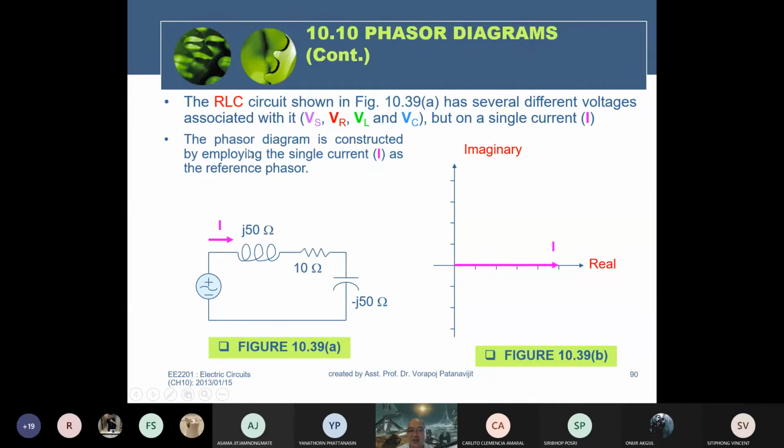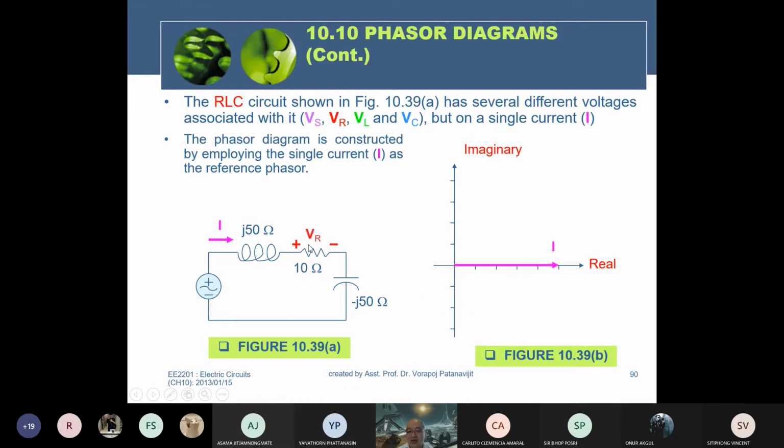The phasor diagram is constructed by employing a single current as the reference. You must set one of these values as the reference, which should be a common quantity. In this case, all the components are connected in series, therefore the common parameter is the current flowing through them all. If the current equals 5 amps, we set it to be 5 amps at 0 degrees first.